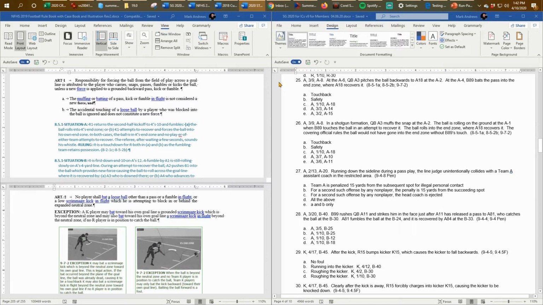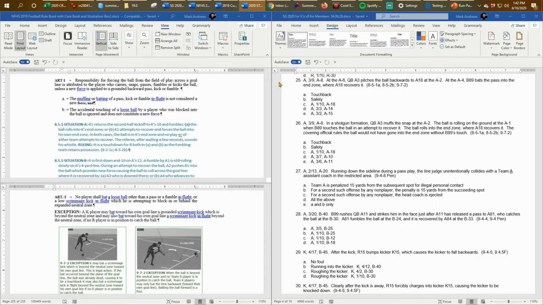Question 25. A 3rd and 9 at the A8. So they're on their own 8-yard line. At the A6, quarterback A3 pitches the ball backwards to A18 at the A2. A18 is standing on the A2. At the A4, B89 bats the pass into the end zone where A18 recovers it. Is that a touchback? Is it a safety? Or do we have some sort of foul? Well, batting can be a foul.